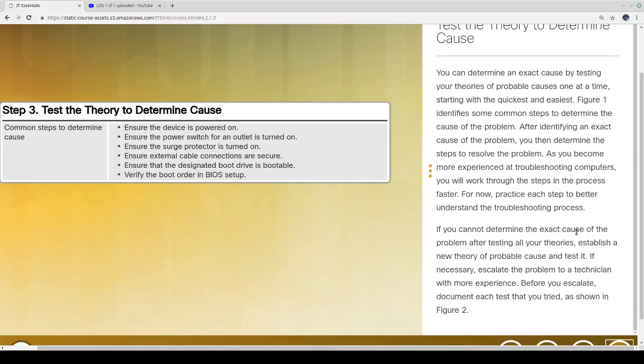If you cannot determine the exact cause of the problem after testing all your theories, first let's go back to this. As you become more experienced, you'll work through the steps, the process faster. For now, practice each step to better understand the troubleshooting process.